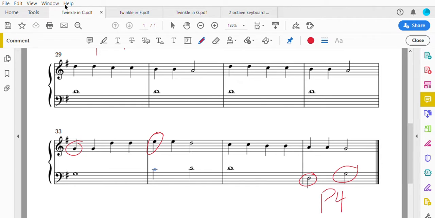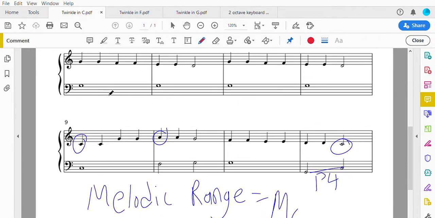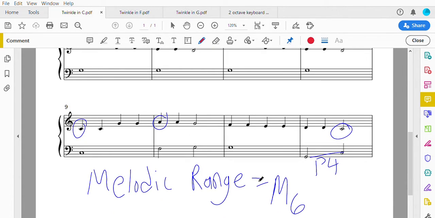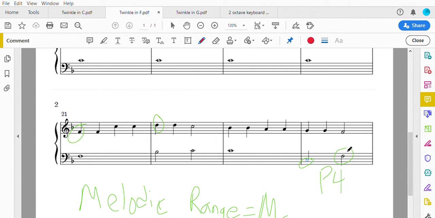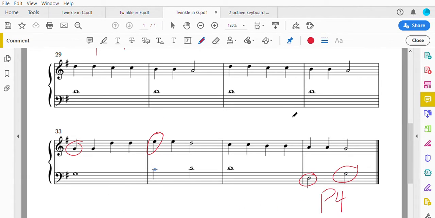The next thing we measured was the distance between the last 2 notes in the bass line. We have G to C, which is a perfect fourth. We have C up to F, which is a perfect fourth. And we have D up to G, which is a perfect fourth.